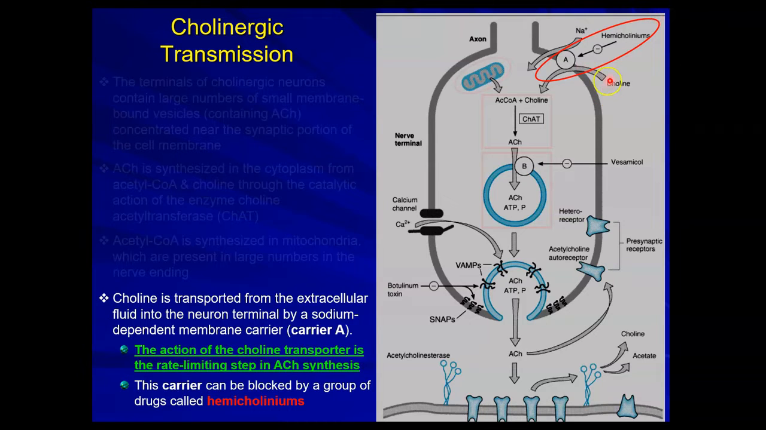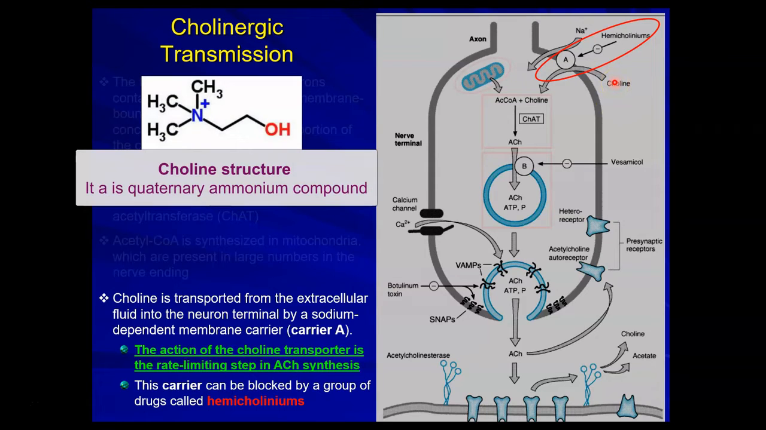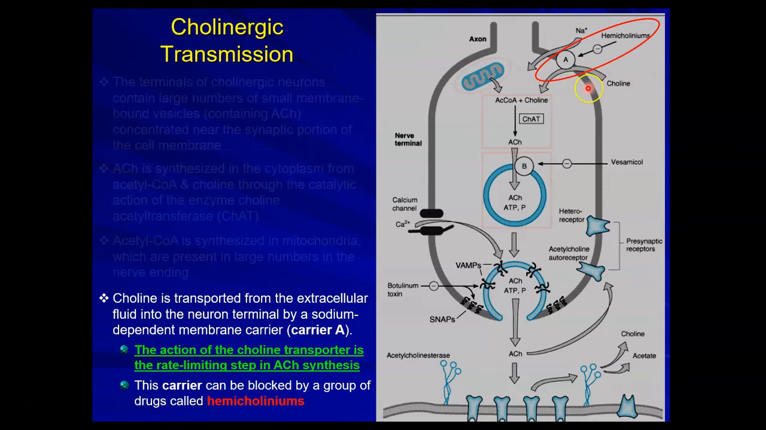But this choline, please remember, is a quaternary ammonium compound. It has a positive charge, so it's hydrophilic, which means it's lipophobic. The cell membrane is lipophilic, right? Anything that's lipophobic or charged cannot pass unless there is a transporter. The transporter here is called carrier A, or simply the choline carrier.